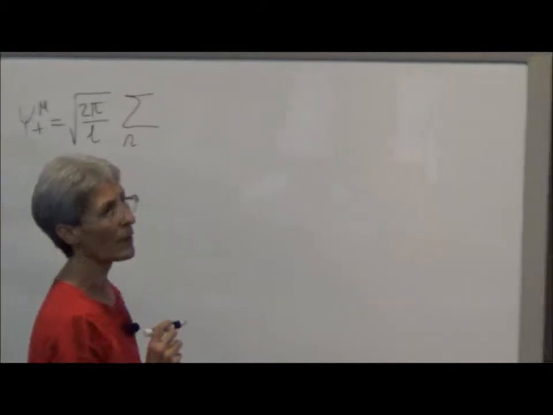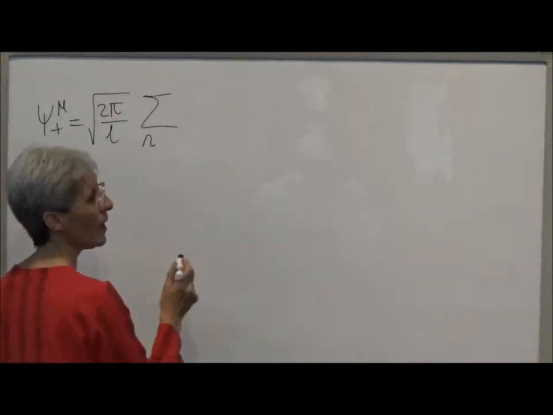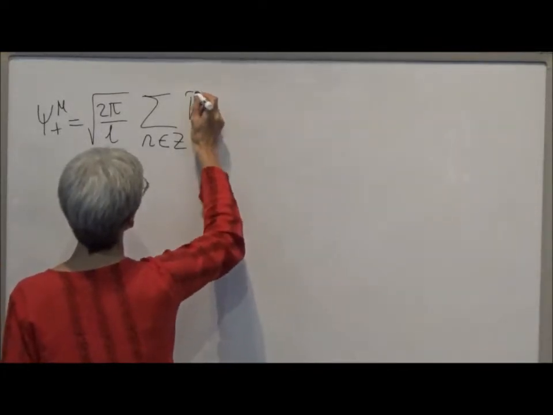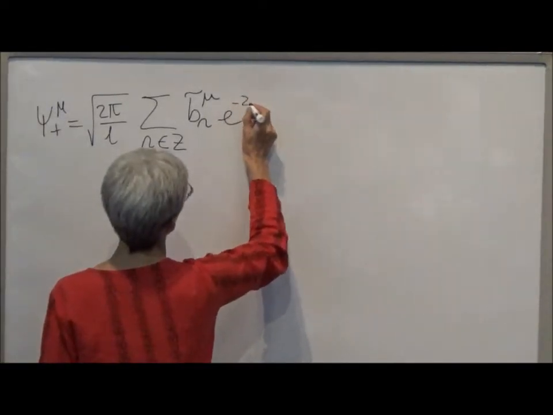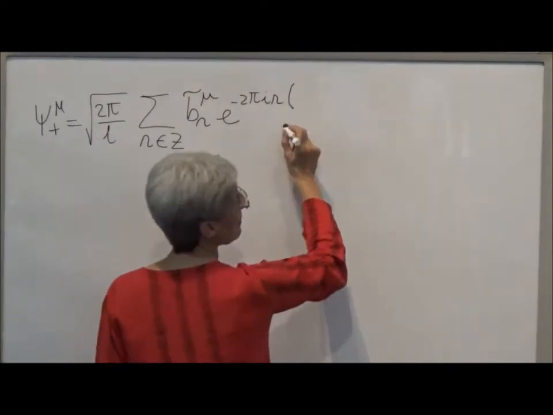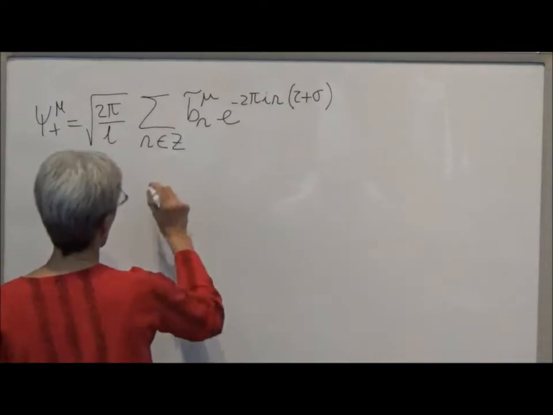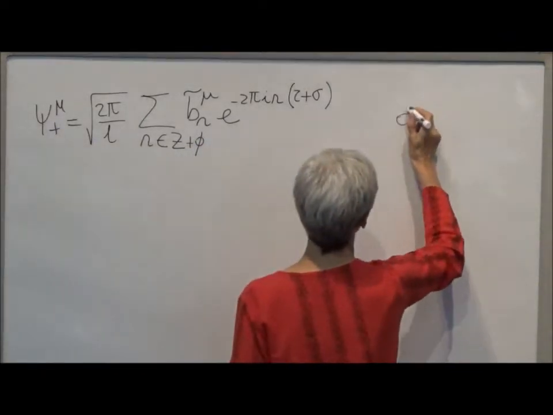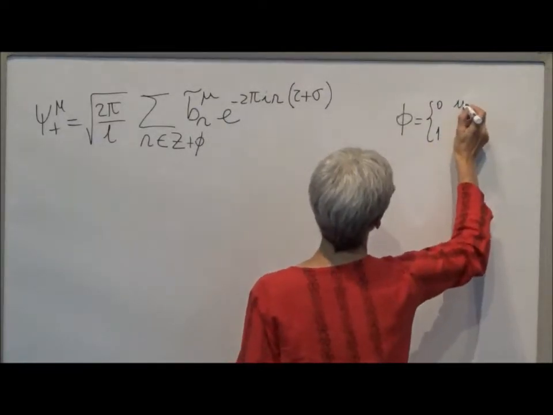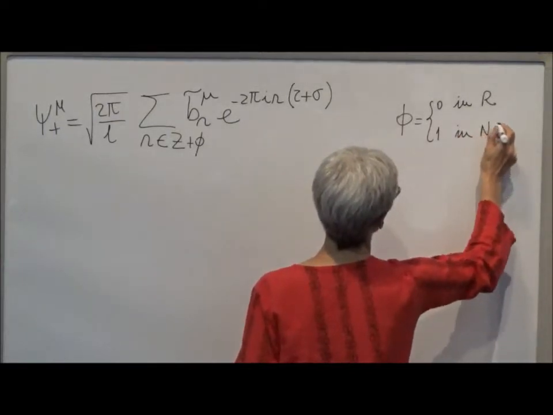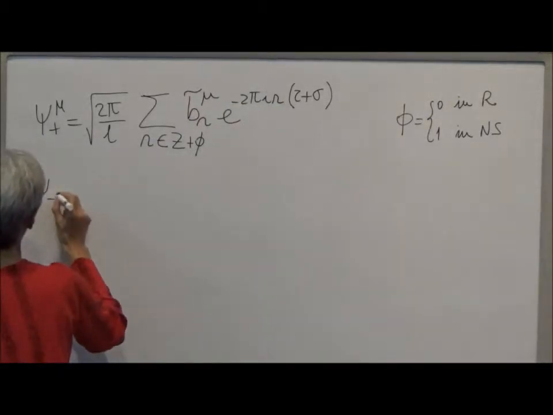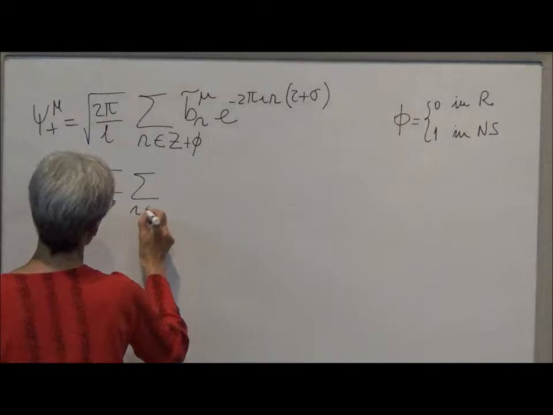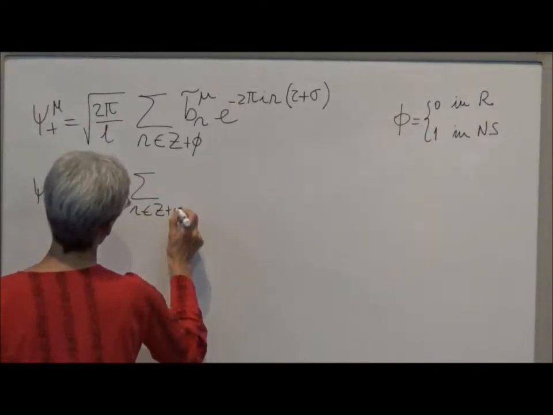I will call the indices of the fermionic oscillators r instead of m. m was used for the bosons, and I will use r for the fermions. Now the modes can be integer or half integer. So I will introduce this phase nu, which takes values 0 or 1: 0 in the Ramond sector for periodic fields, and 1 in the Neveu-Schwarz sector for anti-periodic fields. So the sum is over the integers or half integers according to the sector.